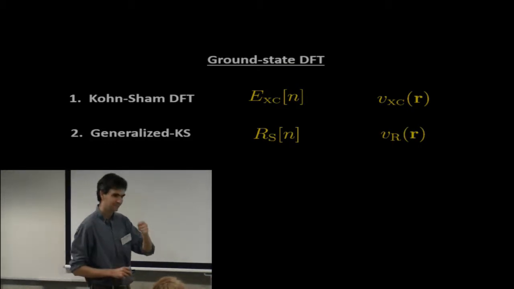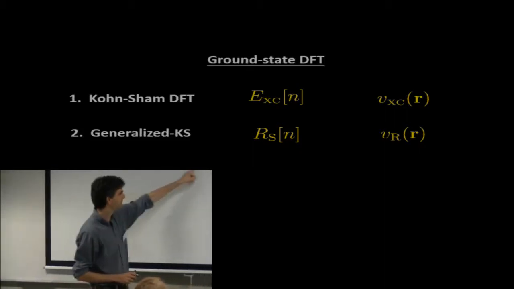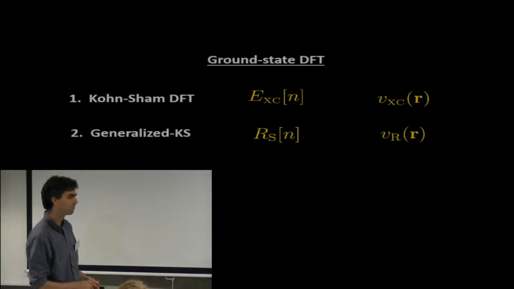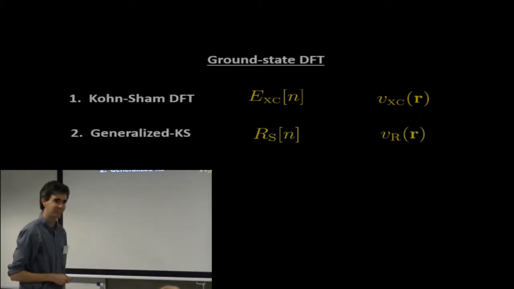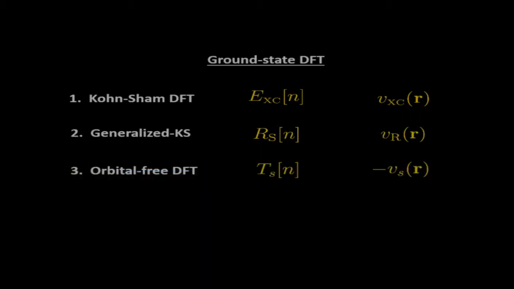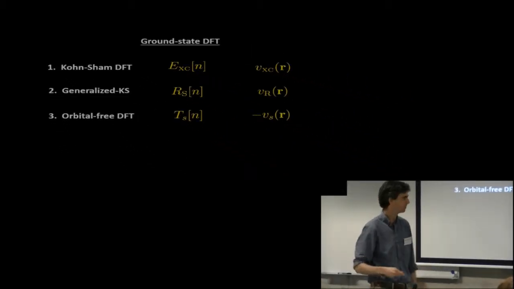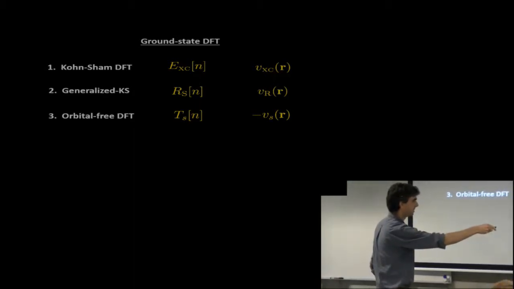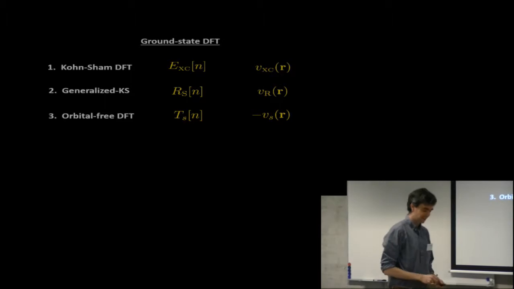Using the notation of Yaniv, you generalize Kohn-Sham, you make a choice for your S, and then you approximate your R functional, your rest functional, and the functional derivative gives you the rest potential that goes into the generalized Kohn-Sham equation. Orbital-free DFT is also an exact way of doing ground state DFT. You approximate the entire, if you can, good luck, non-additive kinetic energy functional. And then you can get the density without involving orbitals. You also need to approximate the exchange correlation energy to get the energy.